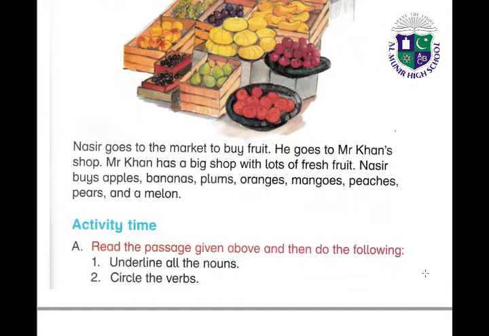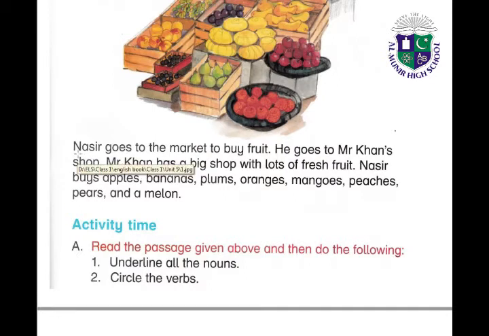Okay, now this is the activity time. So hold your pencils to do this activity. Read the passage given above and then do the following. Underline all the nouns. We already read this passage, so we have to underline all the nouns, and the second one is circle the verbs. I am just pointing the words which are nouns, and you have to underline those words.